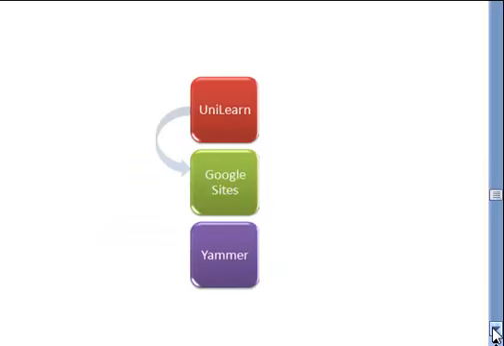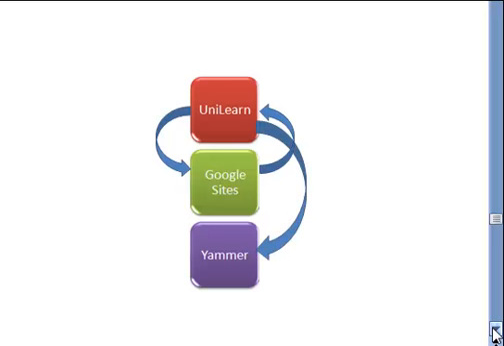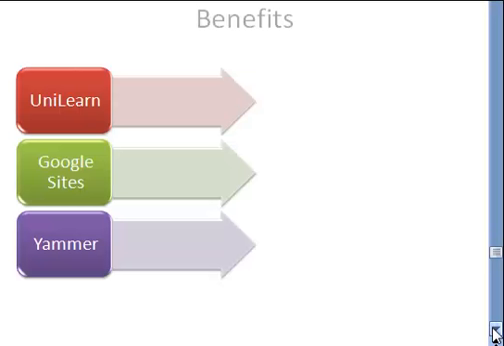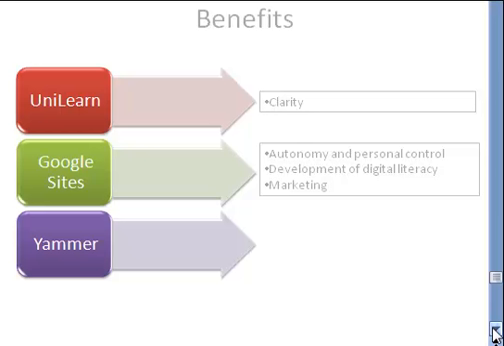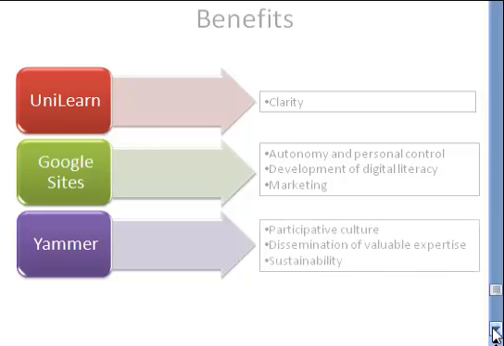So what we're seeking to do is provide you with the opportunity to formulate your own blend here, to clearly navigate from one site to the other as and when your needs require, and to create your own blend, your own experience, and to learn about these different sites and the way in which they work. So the benefits we hope will accrue are clarity from Yuni Learn, autonomy and personal control and development of digital literacy from Google Sites, with the potential to market great sites that are really excellent for lots of different purposes, and for Yammer, participative culture and dissemination of expertise.